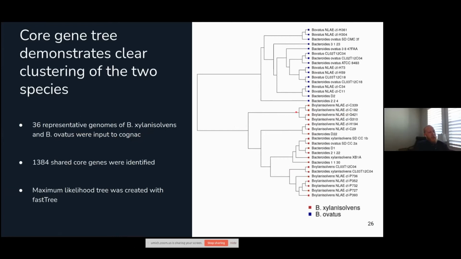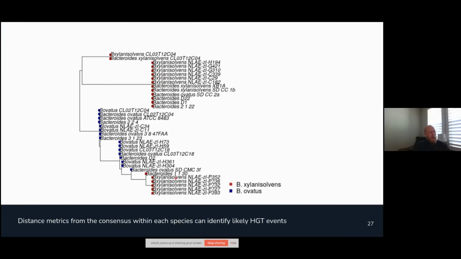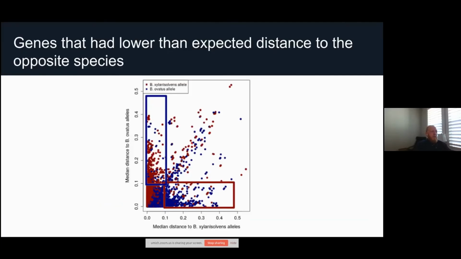If individual genes were all evolving independently of each other, the individual gene trees would share the same pattern of variation and reflect the species tree. But there are many instances where this is not the case. So we identified these with a simple approach: for each individual allele of a gene, we calculate the distance to all of the members of the same species and take the median value, then do the same for all the members of the opposite species and take the median value. Then we can plot these out in 2 dimensions to show any instances where the distance to the same species is higher than expected, and the distance to the opposite species is lower than expected.